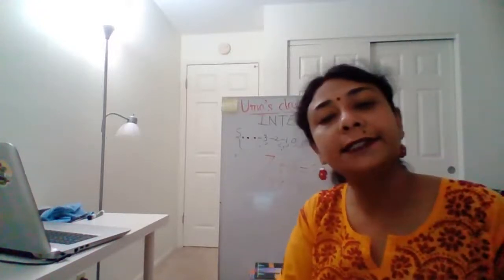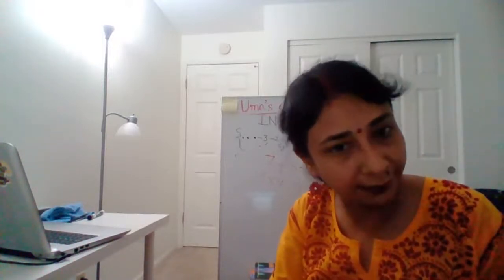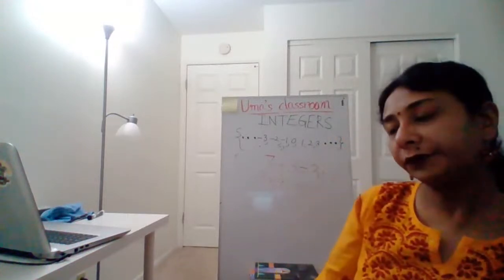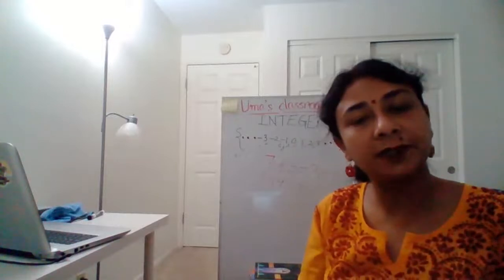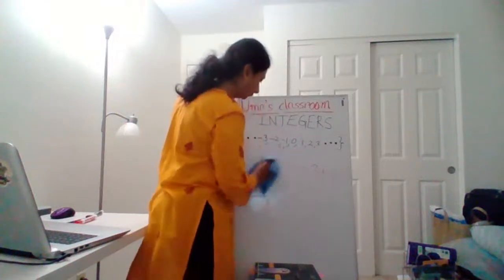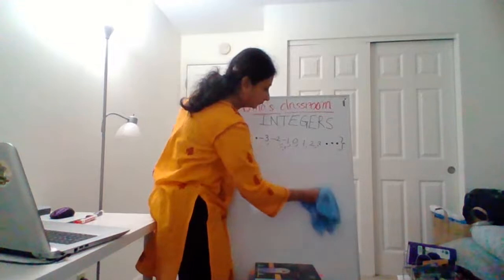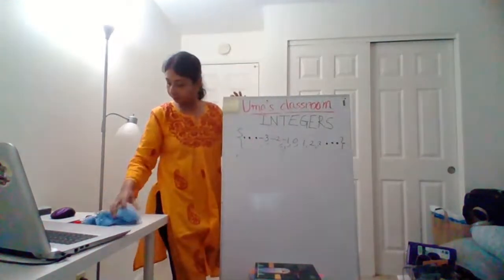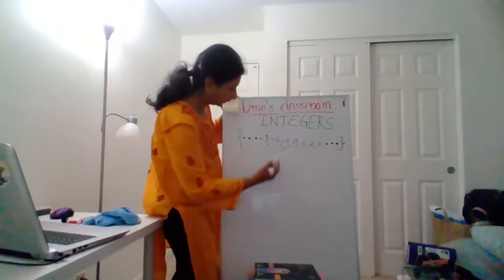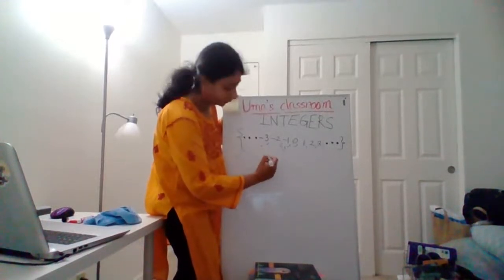And there is another important property of integers that's also true for addition as well as for multiplication. That is called associative property. Associative property is also very easy to understand. Suppose I'm writing an operation.